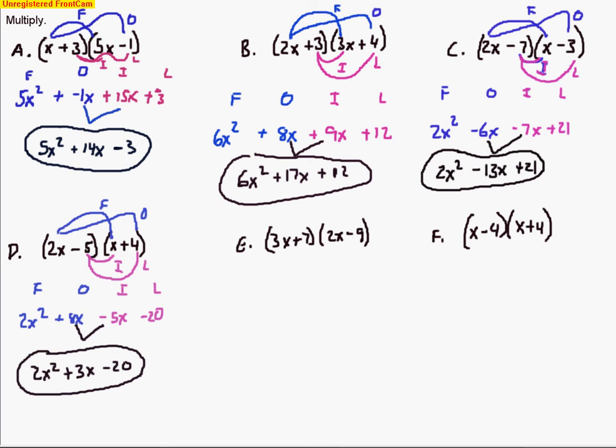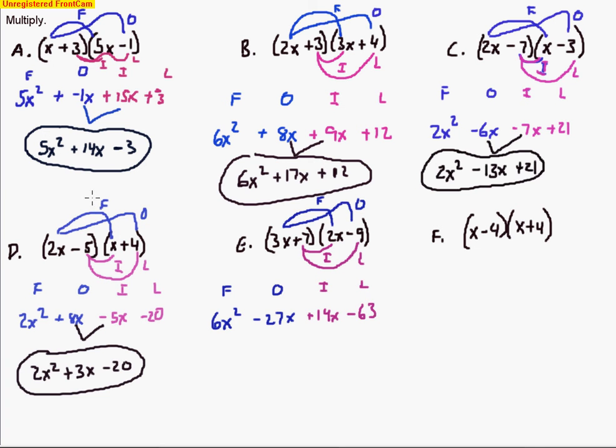So let's take a look at another one. We have 3x and 2x. Those are our first terms. So our first terms here are a 6x squared. And then we move on to the 3x times the negative 9. Those are the outside terms. They make a negative 27x. Now we move on to the inner terms. 7 times 2x makes a 14x. So positive 14x. And the last term, 7 times negative 9, makes a negative 63.